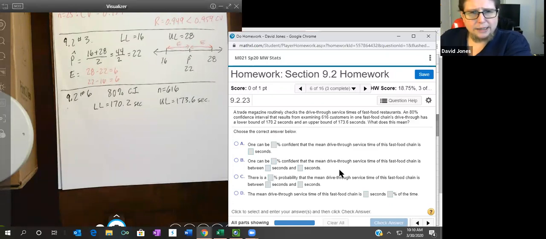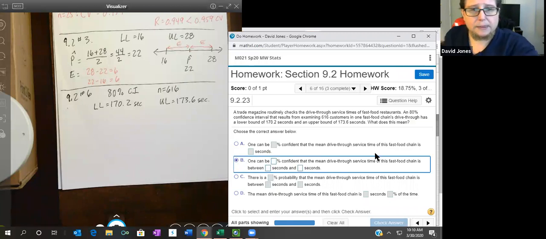B says one can be blank confident that the mean drive-through service time of this fast food chain is between blank seconds and blank seconds. That one sounds right. So I'm going to check B, but I'm going to read C and D just to make sure.